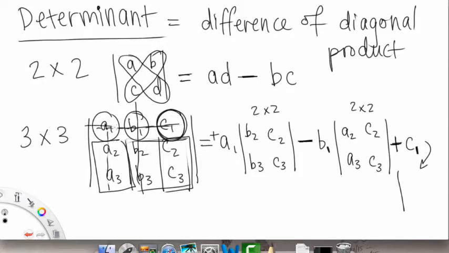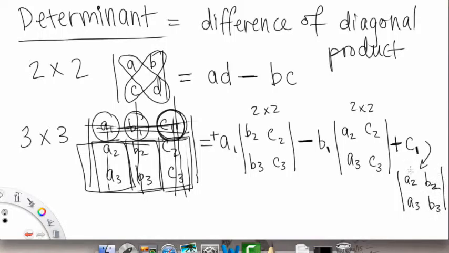And we're going to cross out everything in line with C sub 1, horizontally and vertically. So if we cross them out like that, we're left with this bottom square down here. Okay, so A sub 2, A sub 3, B sub 2, B sub 3. Okay, so here's another 2 by 2 matrix. From this point, we're just going to basically implement what we know about 2 by 2 matrices and how to compute their determinants.